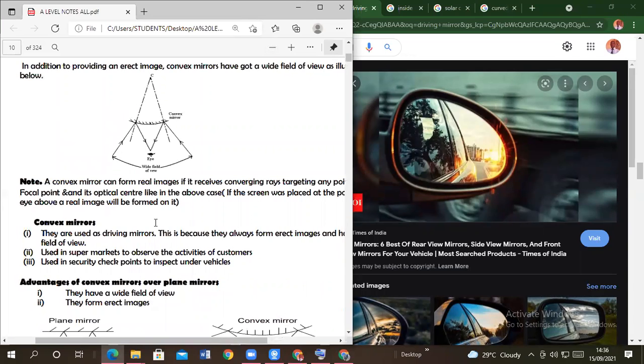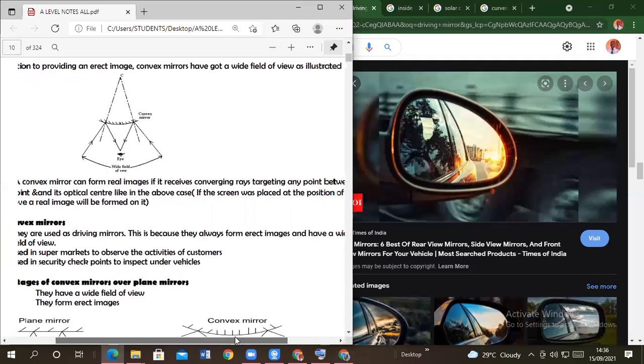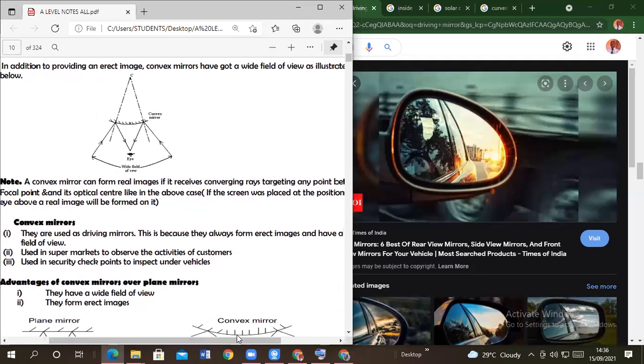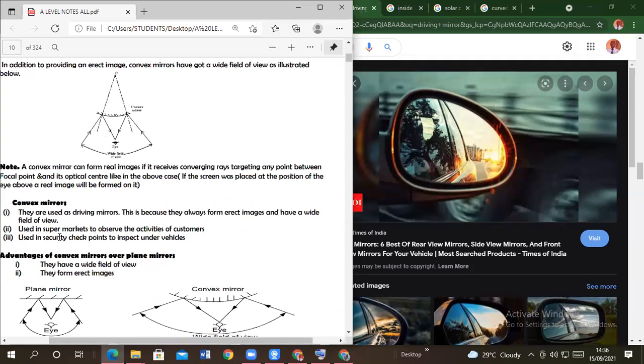So this takes us to the uses of convex mirrors. They are used as driving mirrors, because they always form erect images and have a wide field of view. The other use is in supermarkets, to observe activities of customers. That one, I will not Google it. I think you have already seen that, members. I think most of you have even worked in supermarkets.